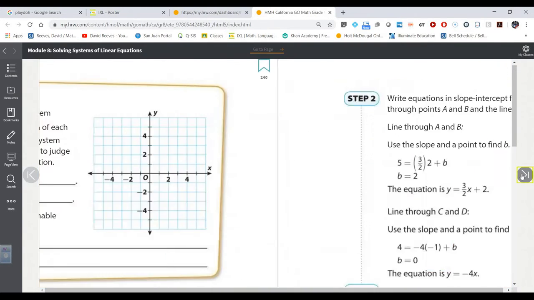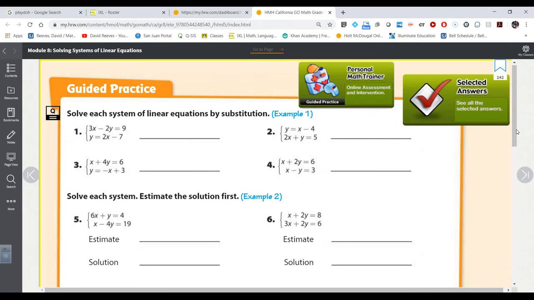I'm going to skip on over to the examples. This is page 242, not the examples, but actually the assignment. Page 242, solve each system of linear equations by substitution. So let me give you a quick introduction.